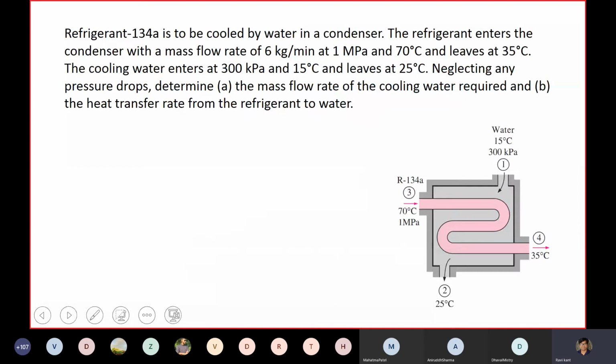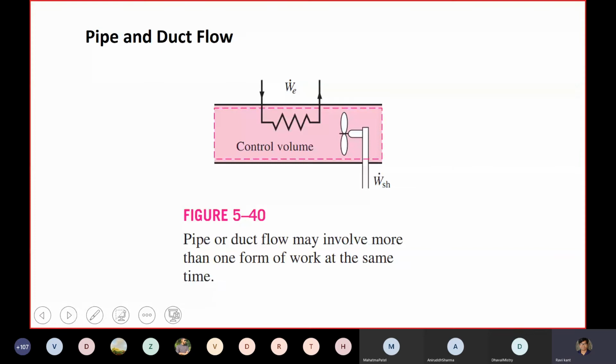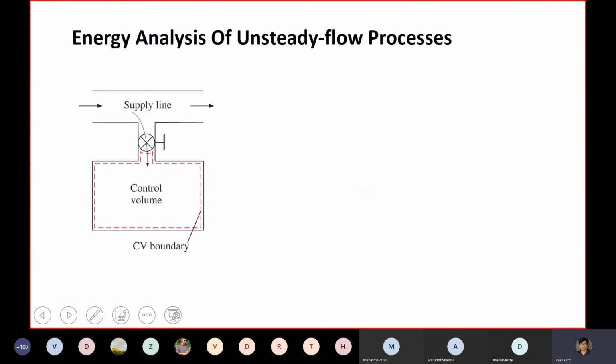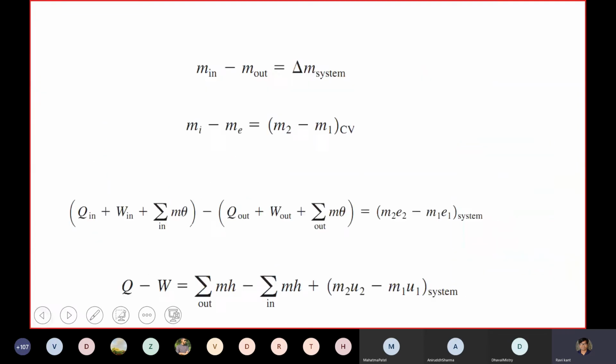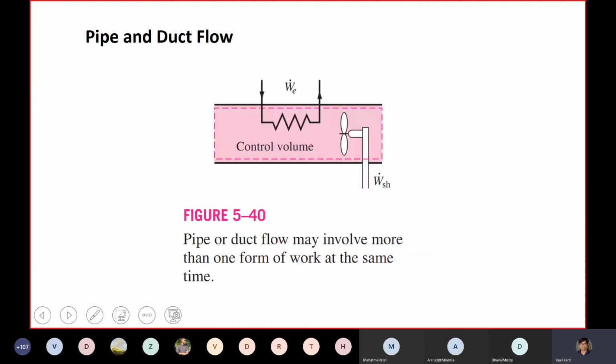Okay, we'll take up this example quickly in 5 minutes. Before that, maybe what I can do is take up the unsteady flow process in the next class. The second law of thermodynamics I will take up maybe next week. These are the several topics I'm going to cover. Probably I will talk about this in 2 minutes here.